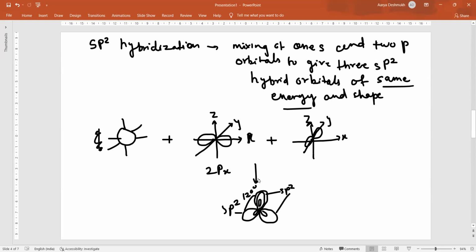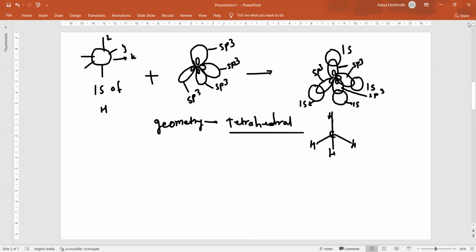In the earlier case, the formation of the methane molecule, the angle was 109 degrees 28 minutes. Okay, this one I forgot to tell about.